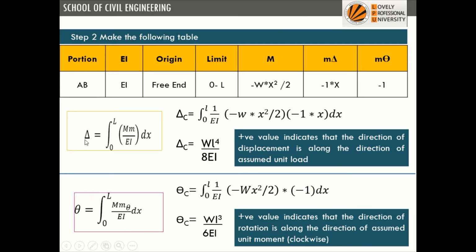First we'll calculate the deflection delta, so we'll use these two terms only. So integration 0 to L, M into small m delta. We put this value here, this value here, multiply, integrate, and you will get this value, WL to the power 4 upon 8EI. For calculating slope, we'll use this capital M and this M into theta. The value will be Wx square by 2 into 1, so minus will be plus. So we eventually get a positive value, which indicates that the deflection and rotation are along the direction of the assumed unit load.